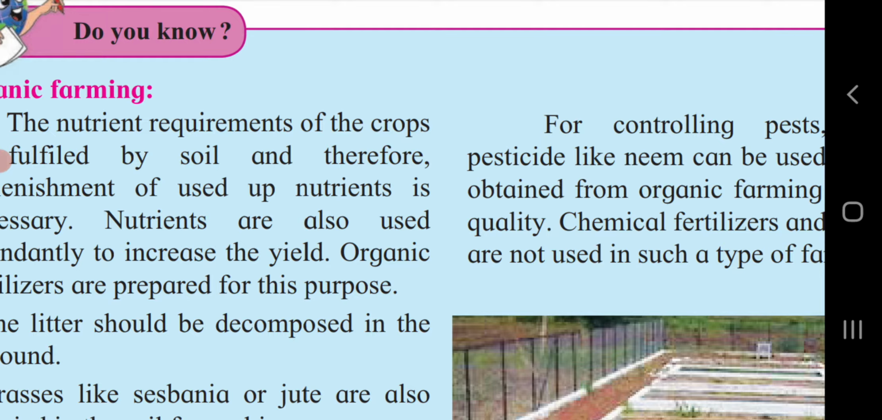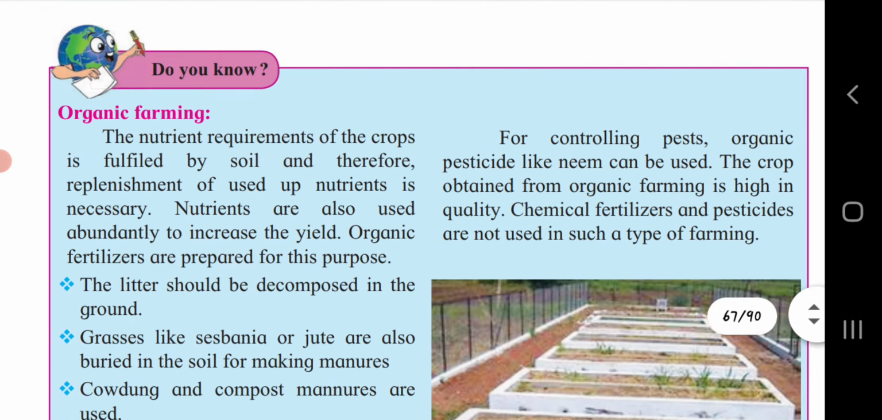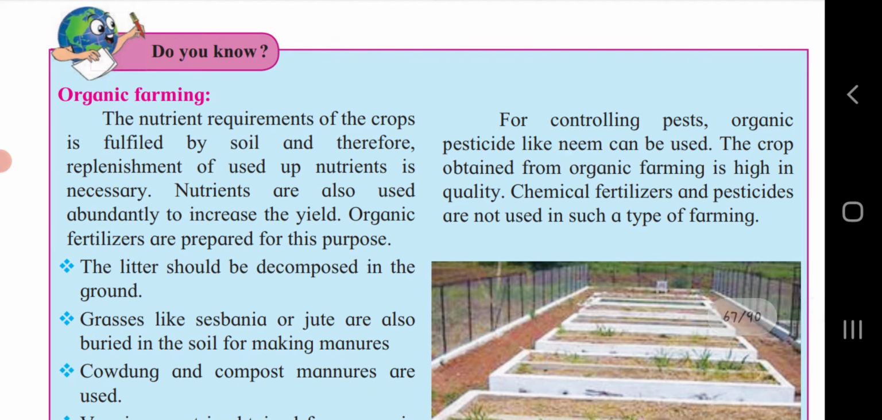Do you know organic farming? The nutrient requirement of the crops is fulfilled by the soil, and therefore replenishment of used up nutrients is necessary. Nutrients are also used abundantly to increase the yield. Organic fertilizers are prepared for this purpose. The litter should be decomposed in the ground.